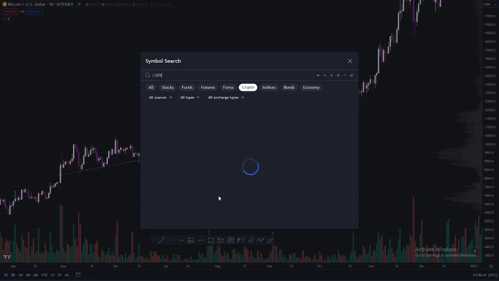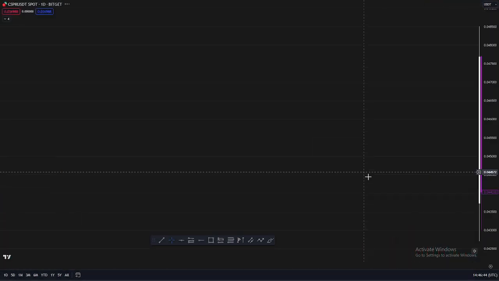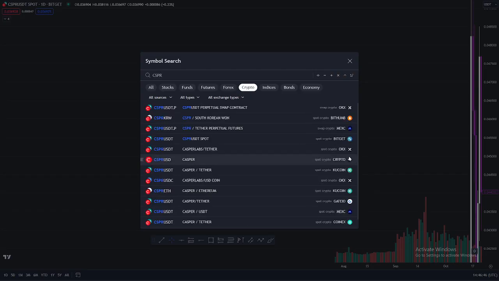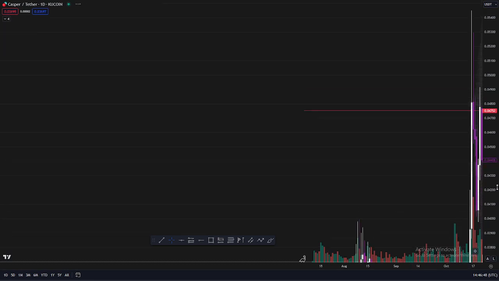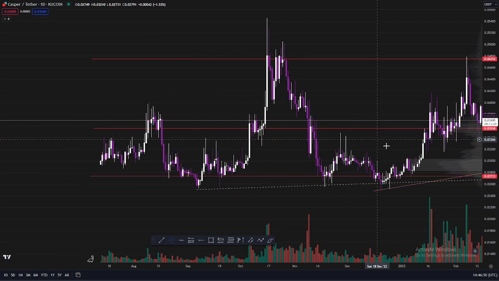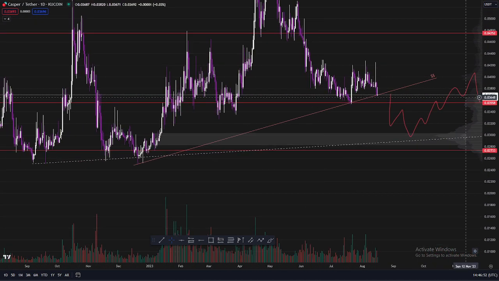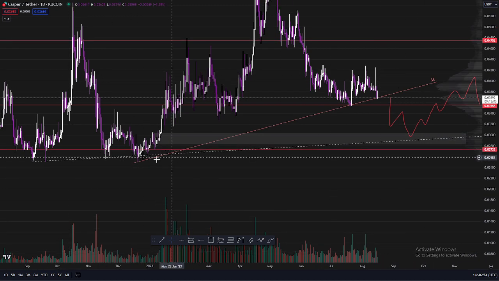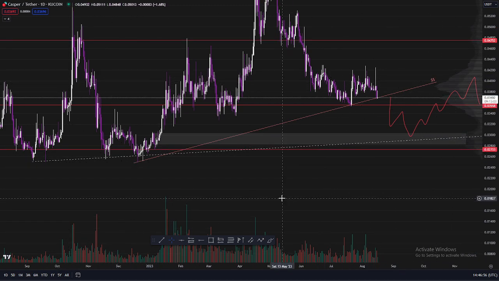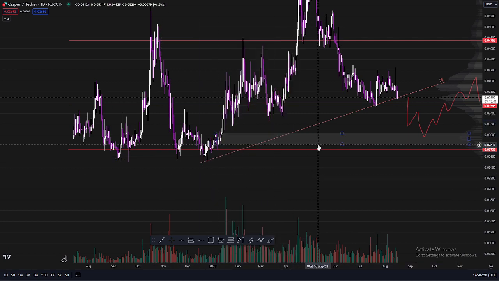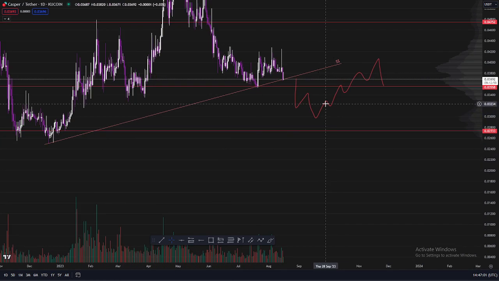I think one of the examples was Casper. Let's see, Casper on KuCoin. Yeah, so it was Casper with a trend line drawn like this, right? The pink line being the trend line, and that was kind of drawn out.